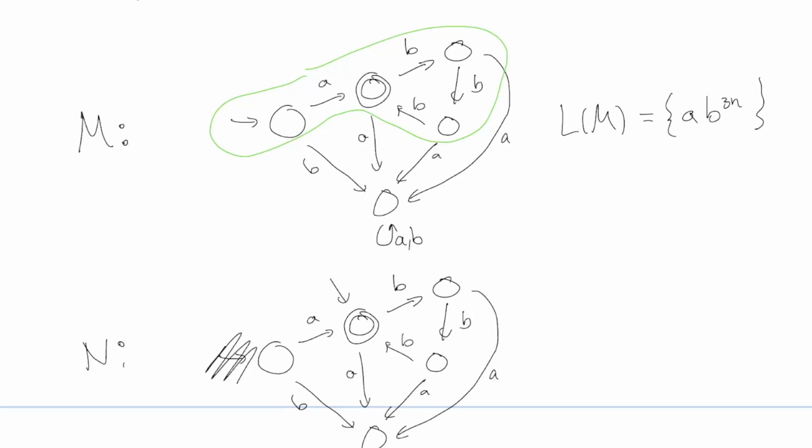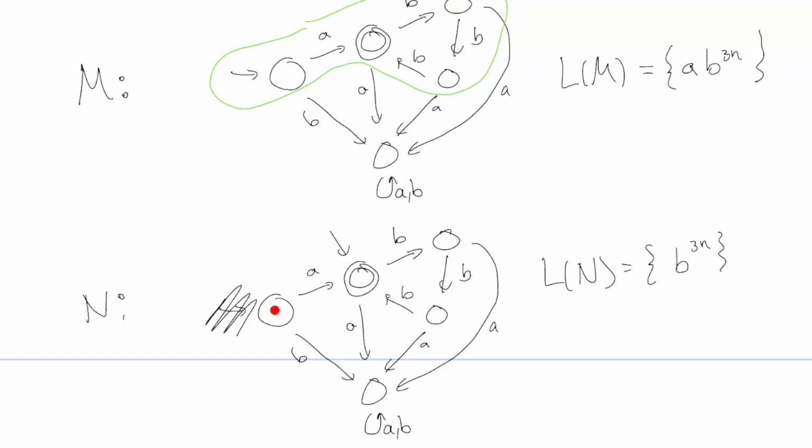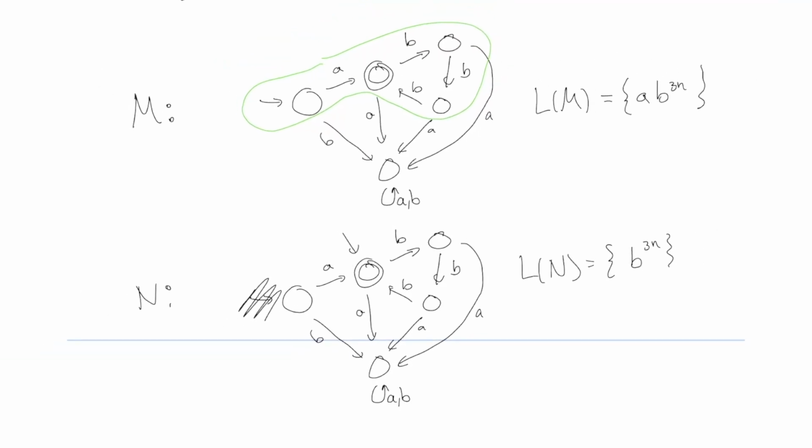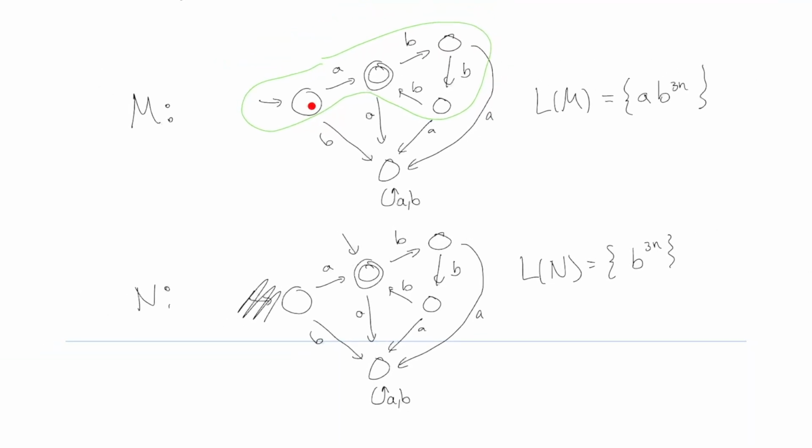Now, what is the language of this machine? Well, this time, if I start here, it's just this B thing. So the language of this one, N, is just B to the 3n. Now part of this diagram is sort of stupid: this is an unreachable state, and there's no point in including it in the diagram, but I don't want to focus on that at this point. Moving the starting state from here to here changes the language in this way.